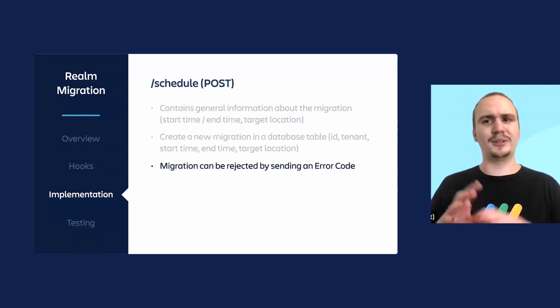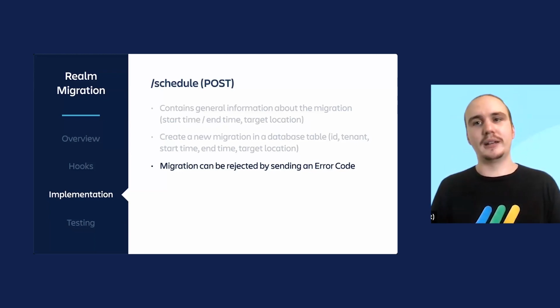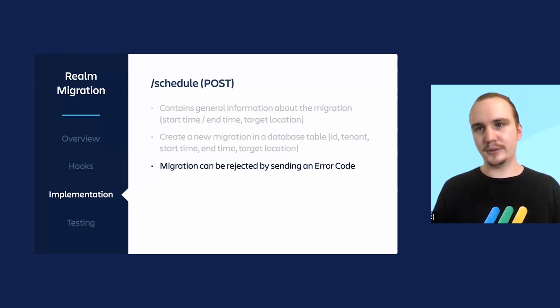However, what you can also do on a schedule hook, and actually on every other hook that you implement, you can also return an error. And there are some error codes that are specified. For example, there is an error code in case you don't support a target region, so you can check if this target region is supported by you or not. And you can also reject a migration if you already have too many migrations running at the same time.